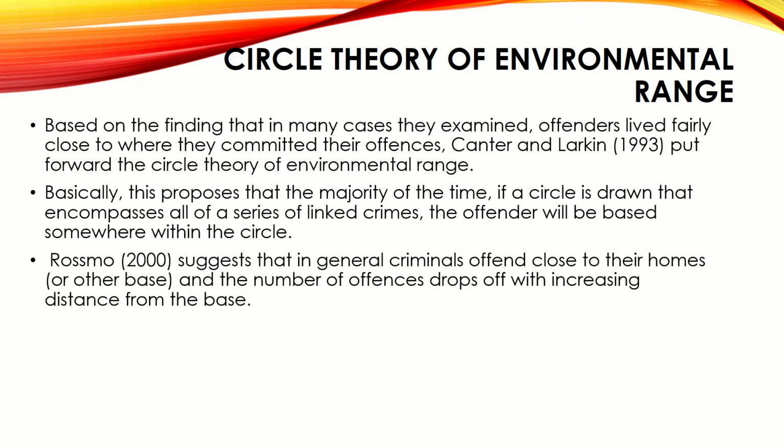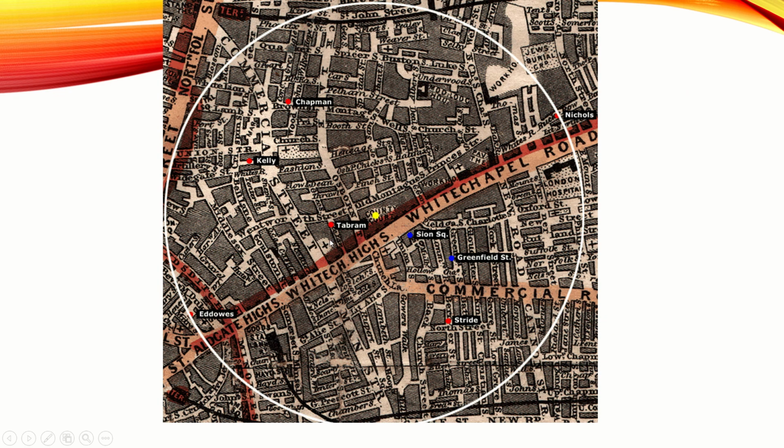Rossmo, for example, suggests that in general, criminals offend close to their homes or their other base that they've got, and the number of offences drops off with increasing distance from the base. For example, if I was a criminal, Rossmo basically says that I would commit crimes around my area, and the further I go out, the fewer crimes I would commit, because it's a lot of hassle for a criminal to go far away and commit crimes.